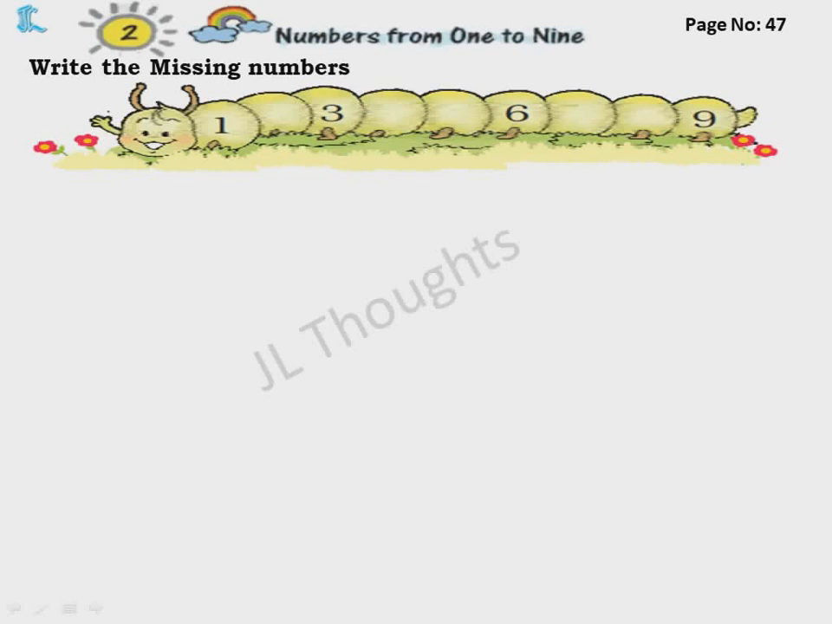Page number 47, write the missing numbers. Here a beautiful caterpillar is there. In that, few numbers are there. In between, numbers are missing. So we have to complete it. So 1, after 1, 2, 3, 4, 5, 6, 7, 8, 9. Okay, have we completed? Come on, repeat once again. 1, 2, 3, 4, 5, 6, 7, 8, 9.